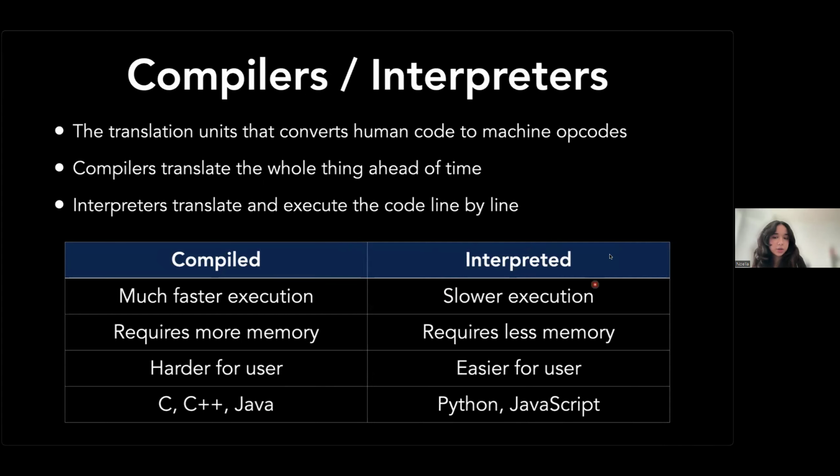And then you have your interpreted languages, and these are a bit slower to execute since everything happens line by line. And they require less memory since you only need each step to be stored in memory at a time. Now, these are a little bit easier for the user, and these would be languages such as Python and JavaScript.